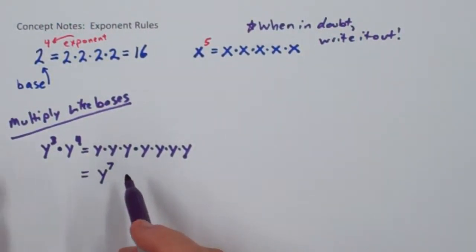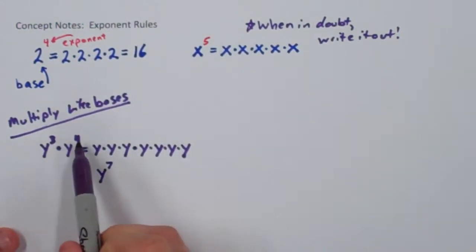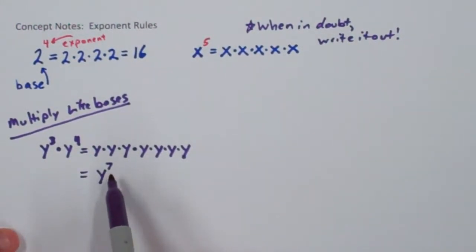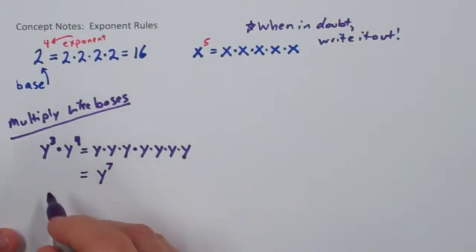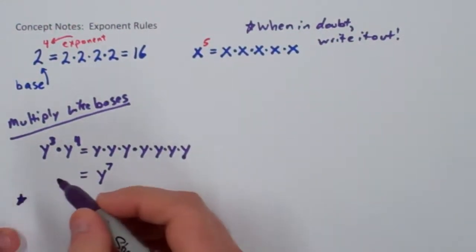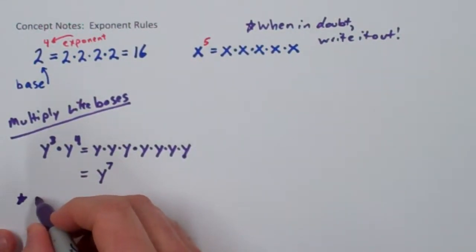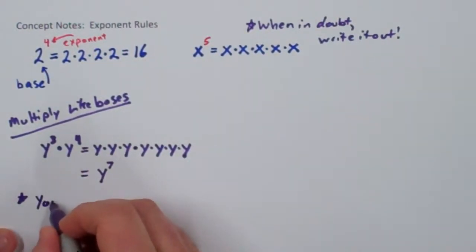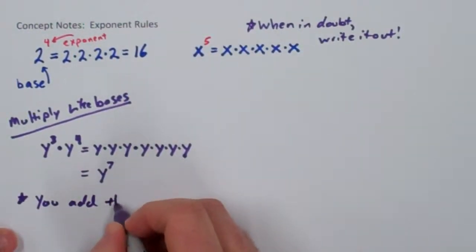But the rule is, if you take 3 and add 4, you get 7. So that's where this comes from. And the rule then would be, if you multiply like bases, you add the exponents.